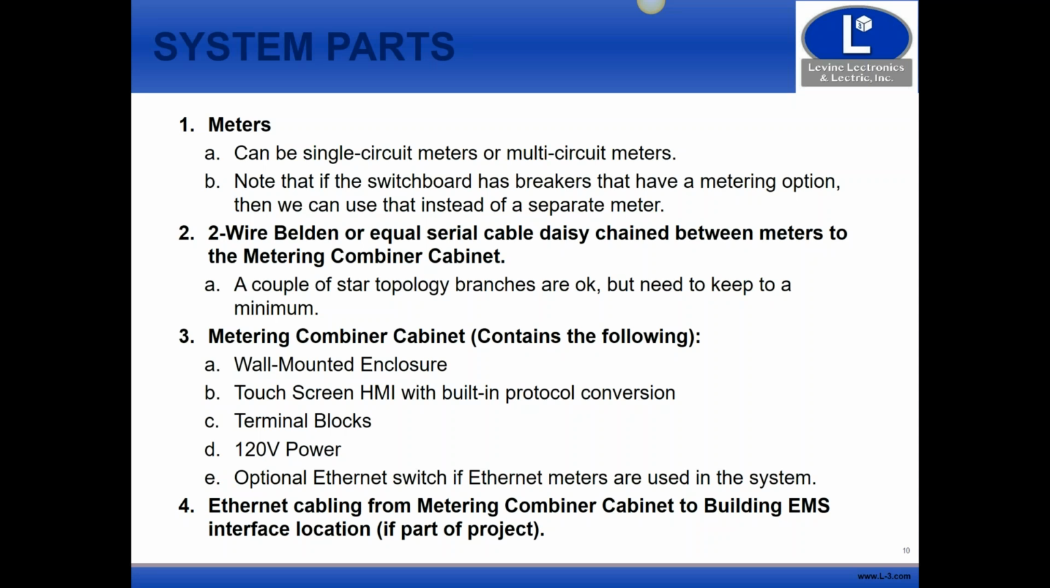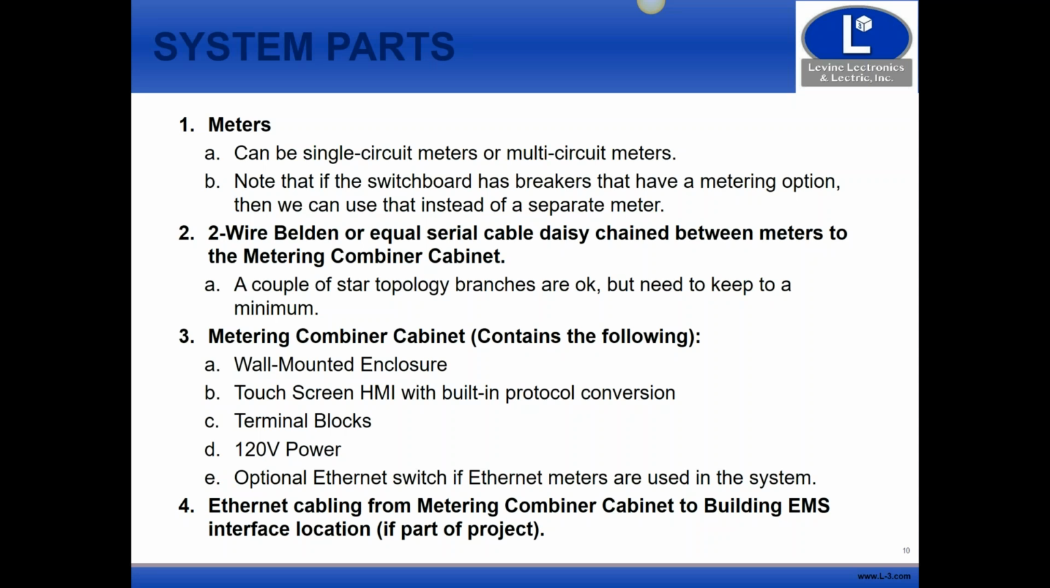Two-wire Belden or equal serial cable is going to be daisy-chained between the meters to the combiner cabinet. We also talked about star topology. Branches are okay. We like to keep those to a minimum as much as possible. And then the metering combiner cabinet contains the following parts. So this is when we sell and put together this metering cabinet, these are the parts, and we've got it down to be a pretty simple installation.